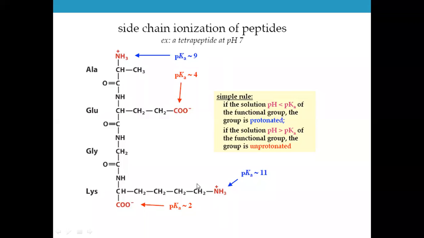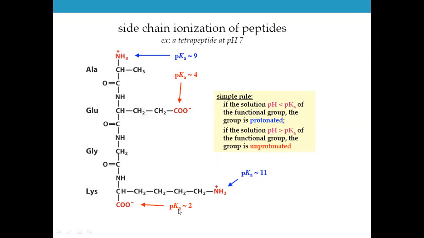If you are dealing with an amine, the pKa is 11 and the pH is 7. The pH is much lower than the pKa, so you expect your side chain to be in positive or protonated form. If the pH of the solution is less than the pKa, the pH of the solution is 7, which is less than the pKa of 11, then the group is protonated. Since the pH is much lower than the pKa, you expect this one to be in the positive, protonated form.